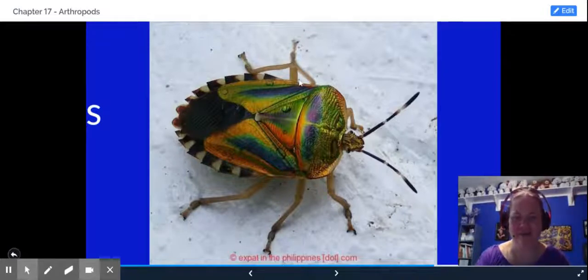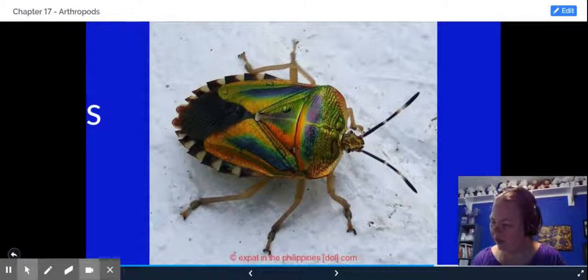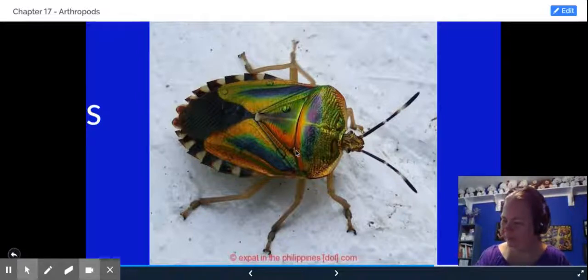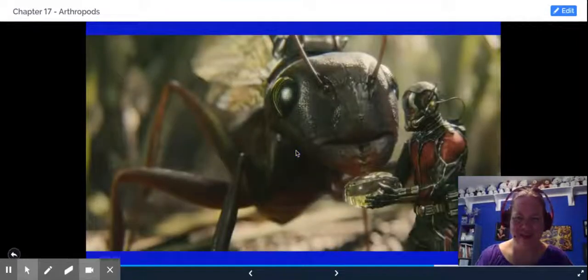So one thing I like about Hemiptera is you can identify them by this little triangular structure on the top of their front wings, okay? So it includes your stink bugs and stuff like that. Do not step on a stink bug. It is nasty. And then we have our ants, which again go under Hymenoptera. And this is Antony and Ant-Man.